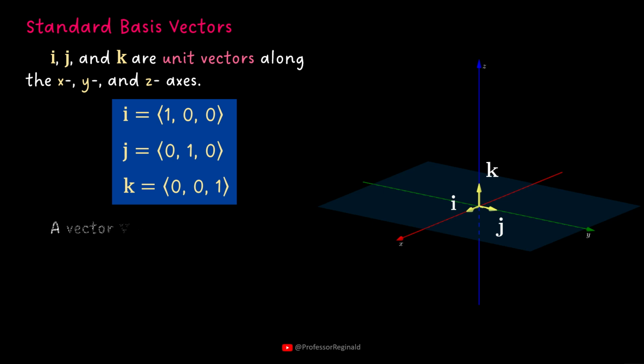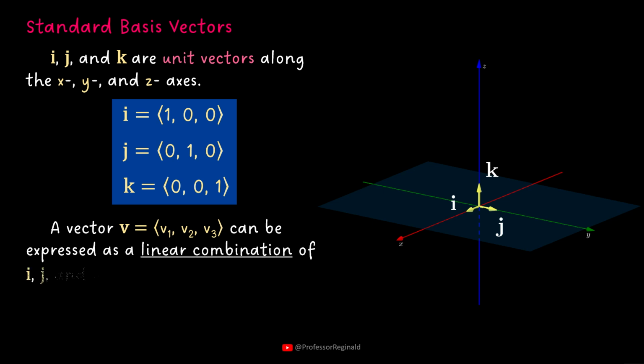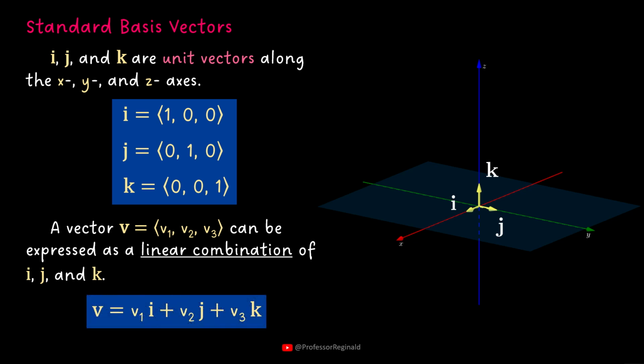A vector can be expressed as a linear combination of the standard unit vectors i, j, and k. That is, vector v is v1 i plus v2 j plus v3 k. Let us illustrate the meaning of writing a vector as a linear combination. Consider a vector in space. Let's start with the initial point P.